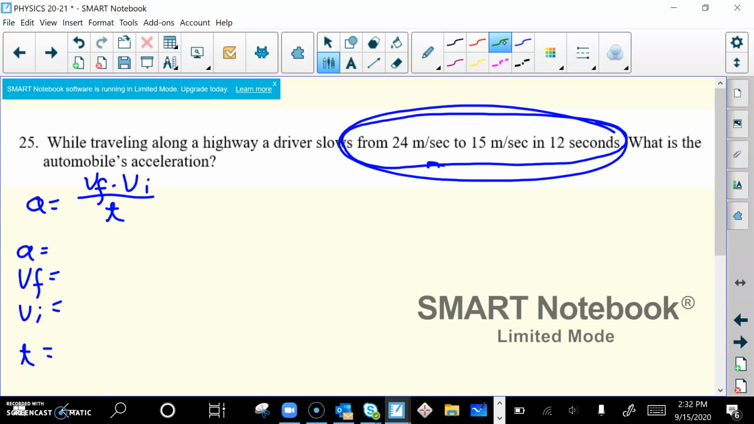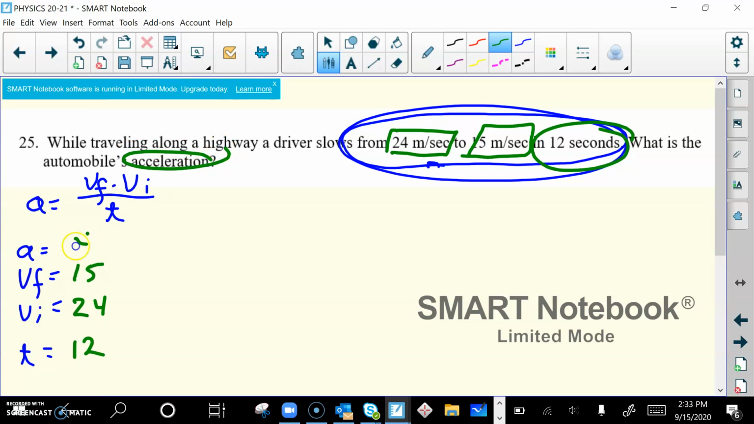While traveling along a highway, a driver slows from 24 meters per second. So he's going 24 meters per second. He slows down to 15 meters per second. So that tells you his initial is 24. His final is 15. And his time is 12. What is acceleration? That is your unknown. I'm going to give you an X.